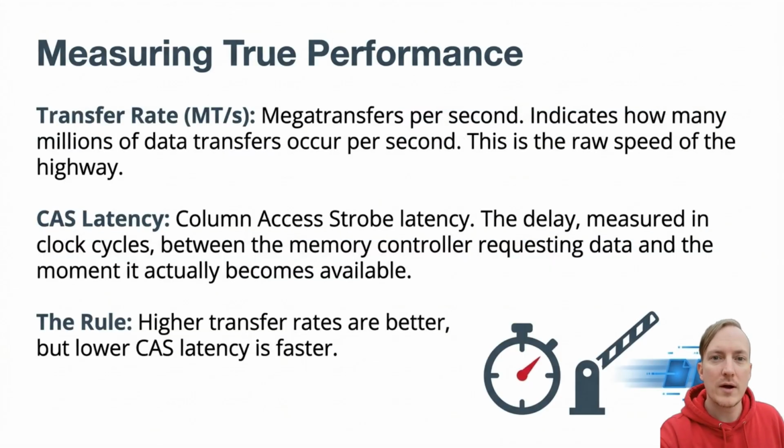How do we actually measure memory performance? We look at two metrics. The first is transfer rate, measured in megatransfers per second, MT/s. This is the raw speed of your highway. The second metric is CAS latency, which is the delay between the controller requesting data and the data actually arriving. The rule to memorize: higher transfer rates are better because they give you a faster highway, but lower CAS latency is better because it means less waiting.